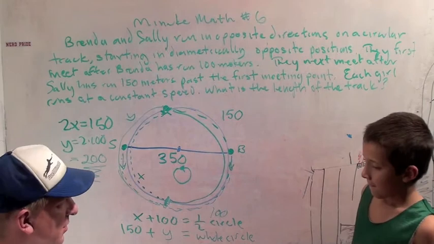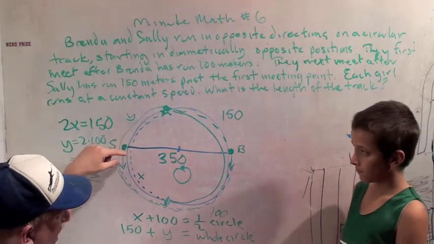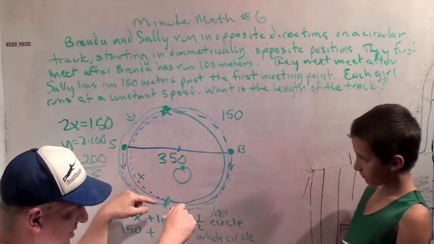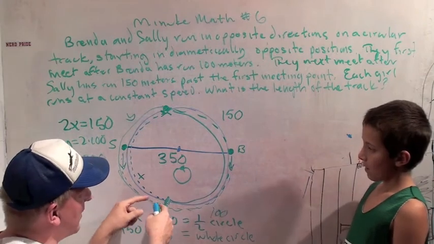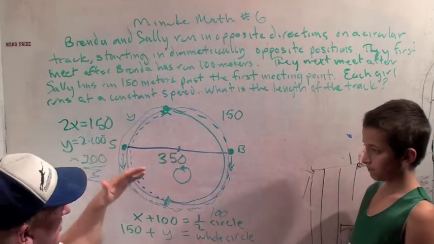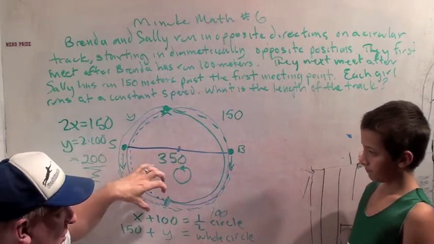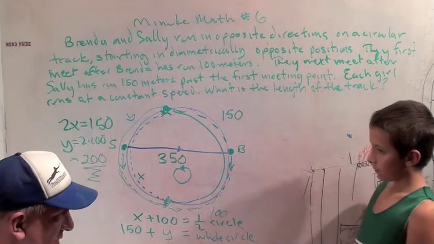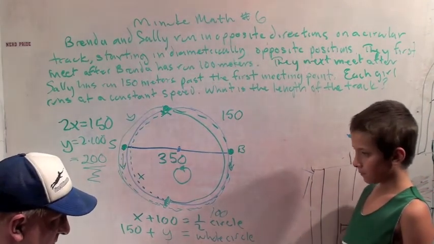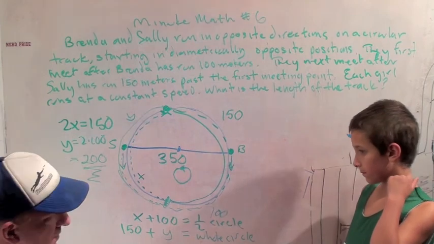So the trick on this problem was realizing that the first time they ran together half the circle, and the second time together they ran the whole circle. So that must mean the second time each one of them ran twice as far as she ran the first time. Make sense? Yeah. Okay, good job. High five.